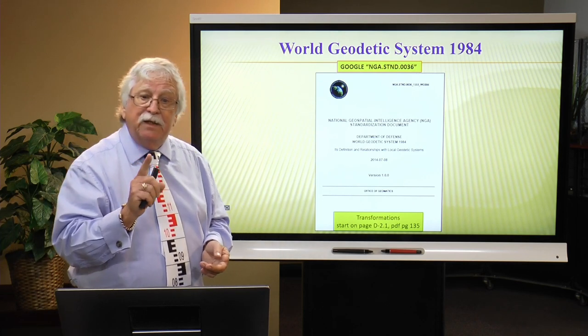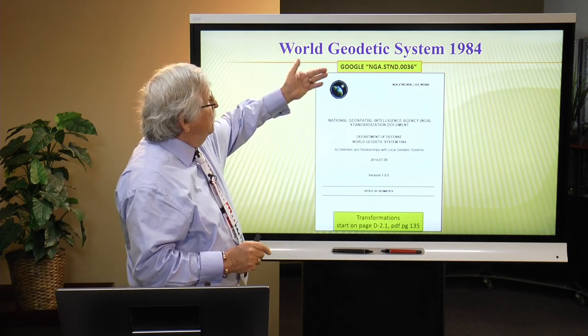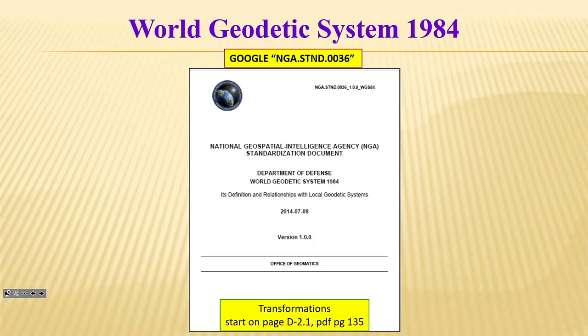It is the definitive document about the World Geodetic System 1984. You can find it if you just Google what I have here, NGA.STND.0036, it'll take you right to this document. This is the specific technical document about WGS 84.